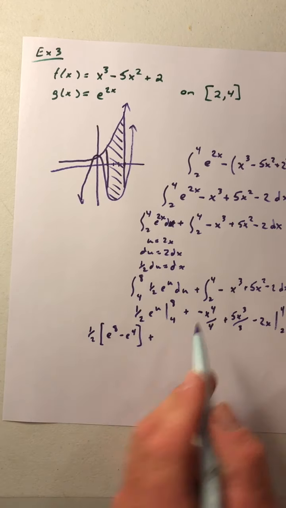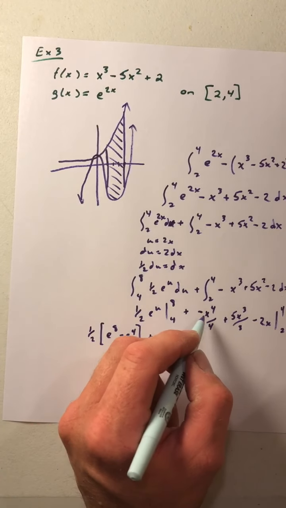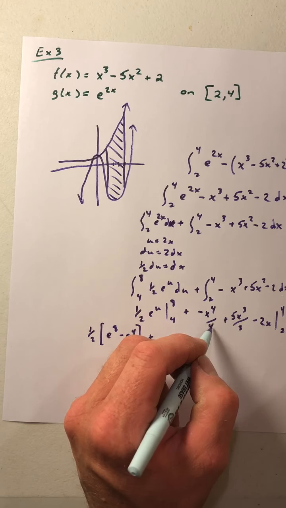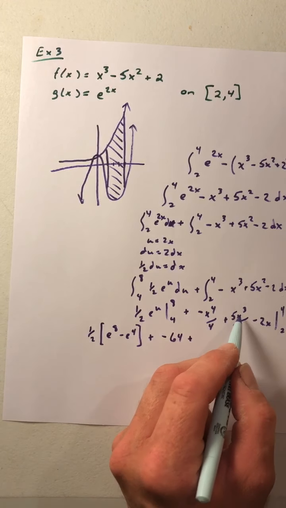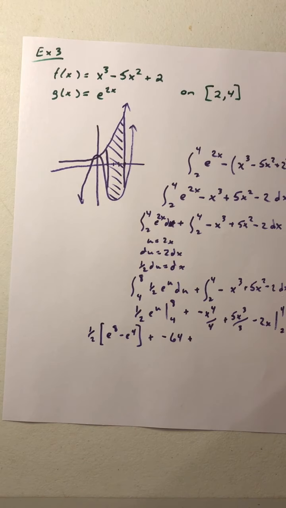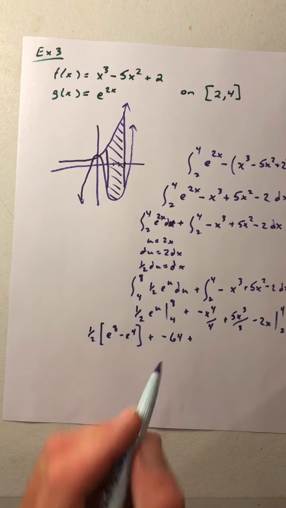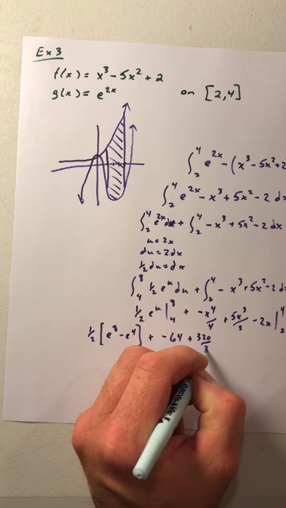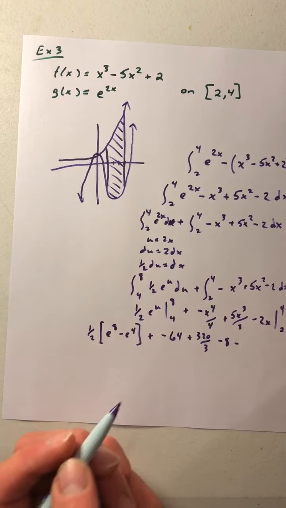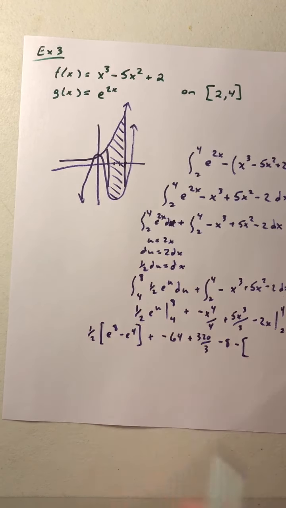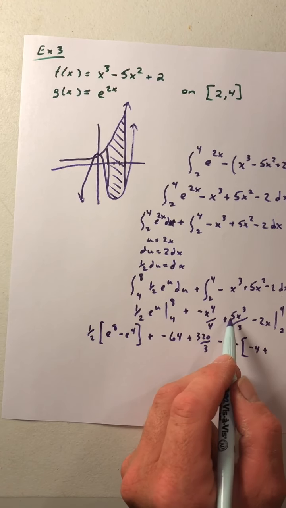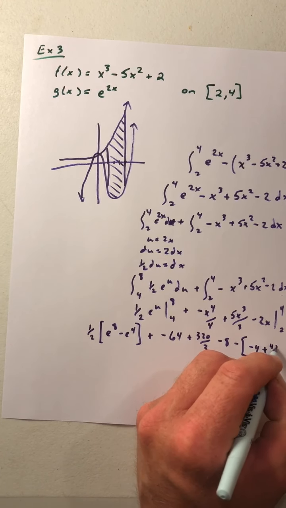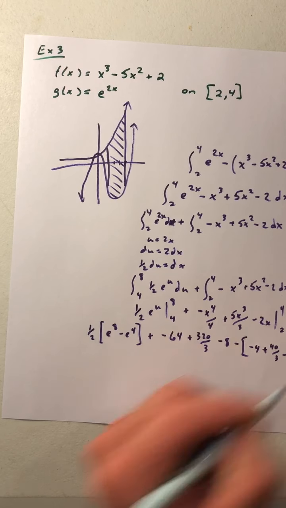To that, we're going to add, plug in our 4. So we get the negative of 4 to the 4th divided by 4, which gives us negative 64. Plus, we have 64 times 5 over 3, which gives us 320 thirds, minus 8. And from that, we're going to subtract, plugging in 2. So we get 2 to the 4th, 16 divided by 4, which gives us a negative 4. So then we're going to add 8 times 5 over 3, which gives us 40 thirds, minus 4.